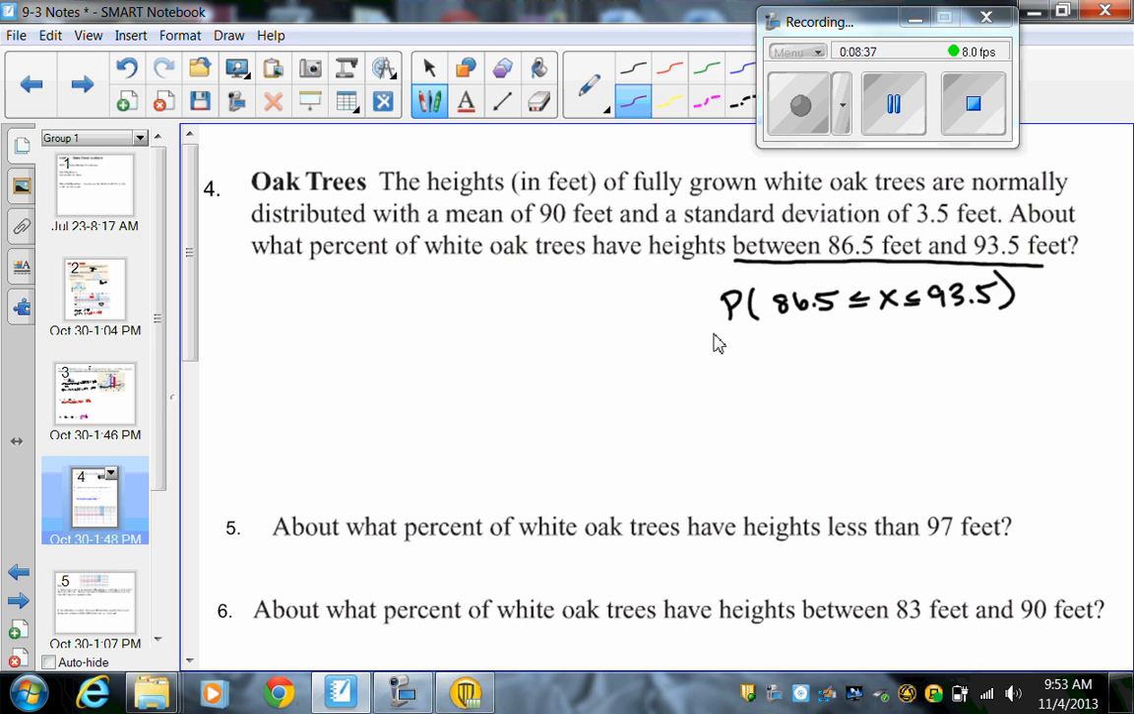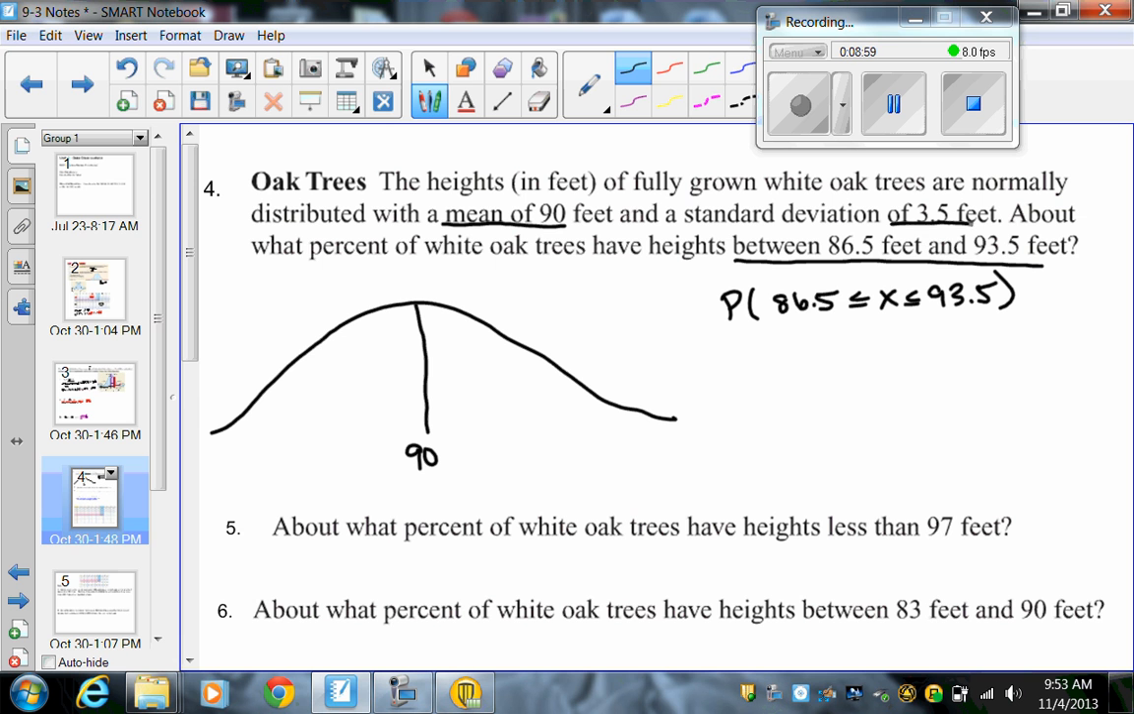So before I even answer this question, I'm going to draw my standard normal curve. In the middle is always the mean. So in this case, your mean is 90. And then to get the numbers to the left and the right, we're going to add and subtract our standard deviation, which in this case is 3.5. So 90 plus 3.5 gives me 93.5. And then I'm going to add 3.5 again. So 93.5 plus 3.5 is 97. Plus 3.5 is going to be 100.5.